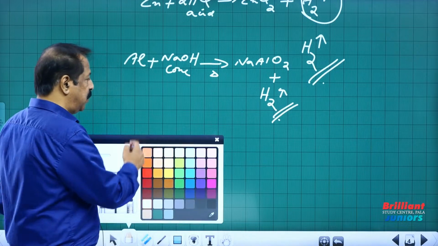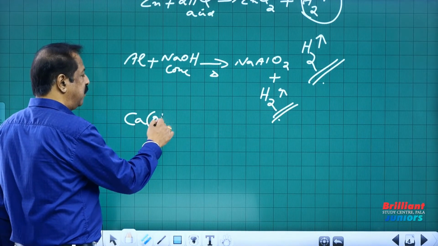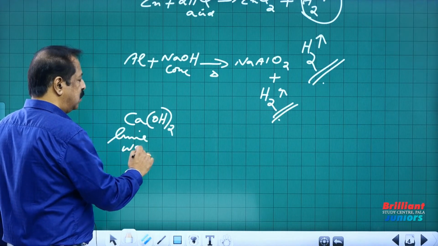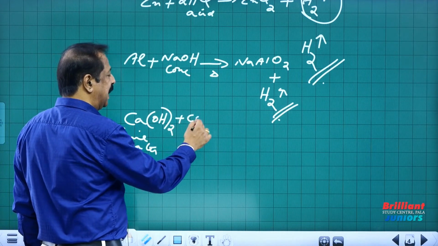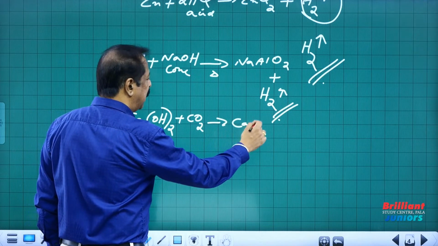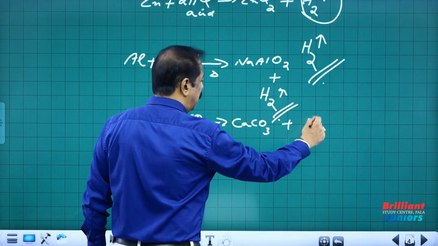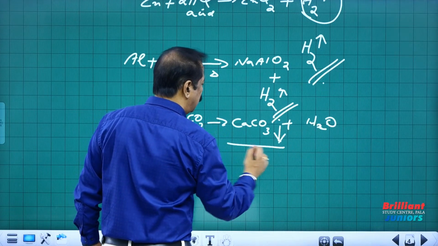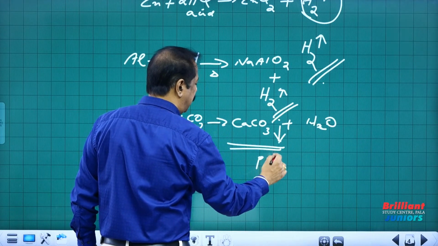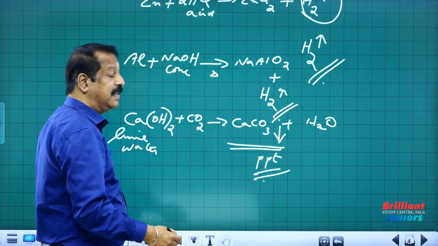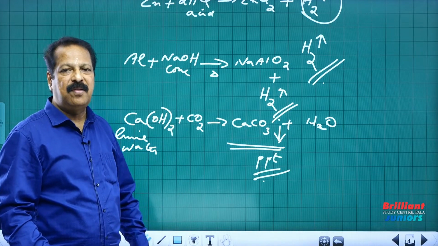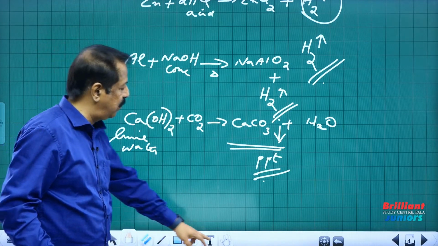I will give you another example. Ca(OH)2 is called lime water. You pass carbon dioxide gas through lime water, and the products will be CaCO3 plus water. CaCO3 is called a precipitate. So the downward symbol represents precipitate and the upward symbol represents gas. This is the answer to this question.